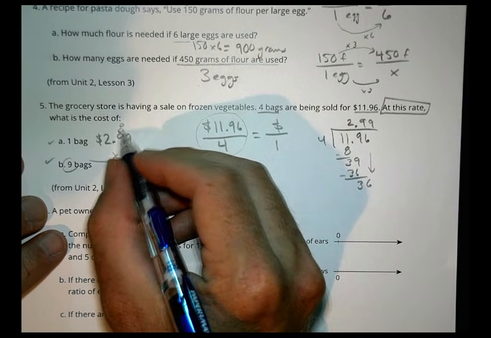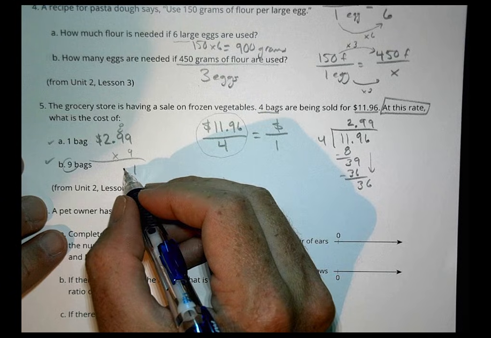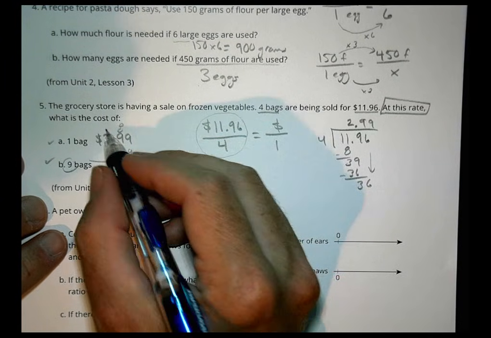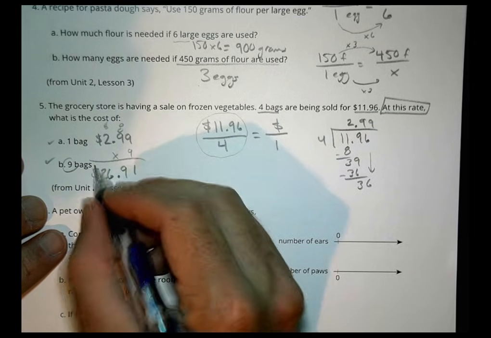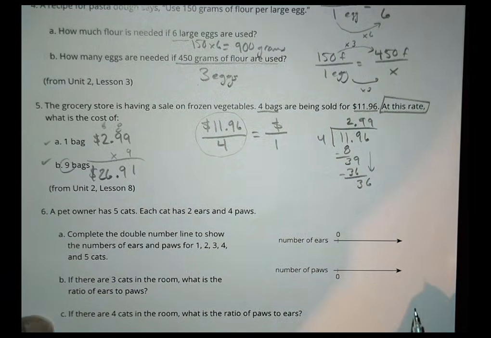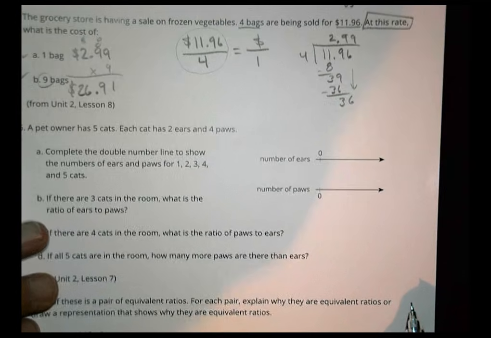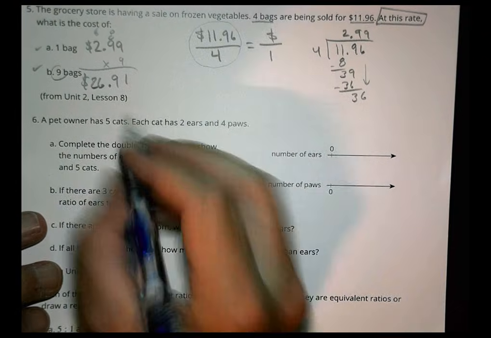We have 8, 81. 81 plus 8 is 89. Have an 8 there. 18 plus 8 is 26. So we'd say $26.91.